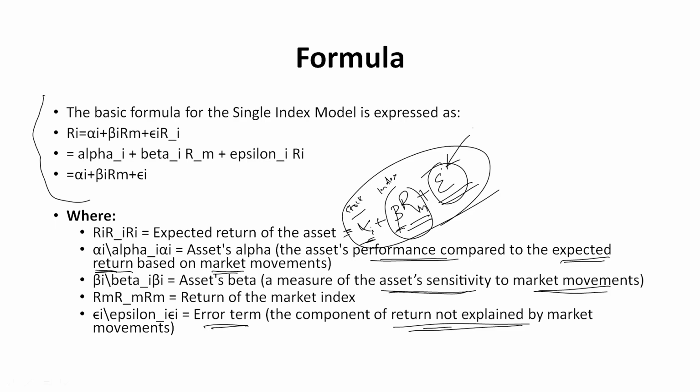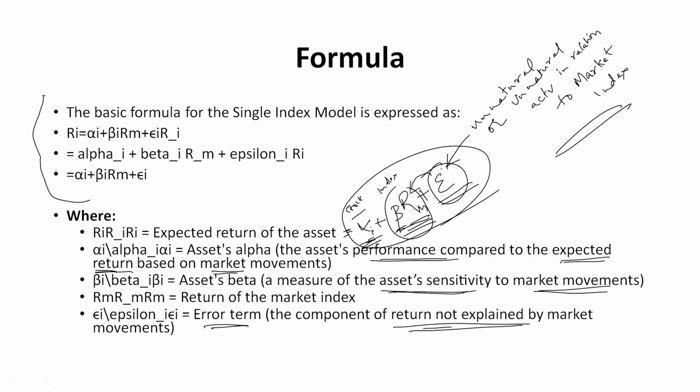Some unnatural event or an unnatural activity in relation to the market index. So it means to say that there is the individual stock performance, the overall market performance, plus there could be some factors which are not directly shown in the market changes. So that is what you call the epsilon or the error term.